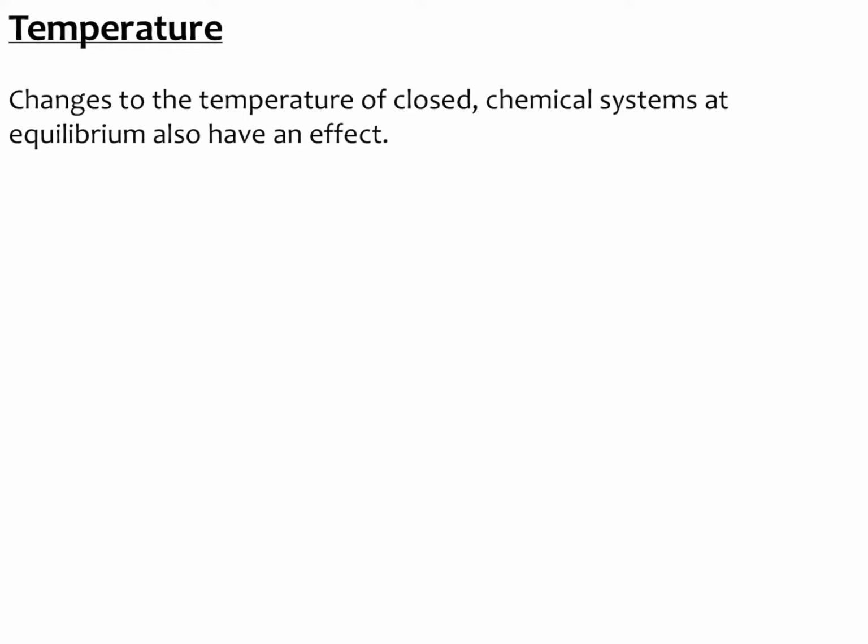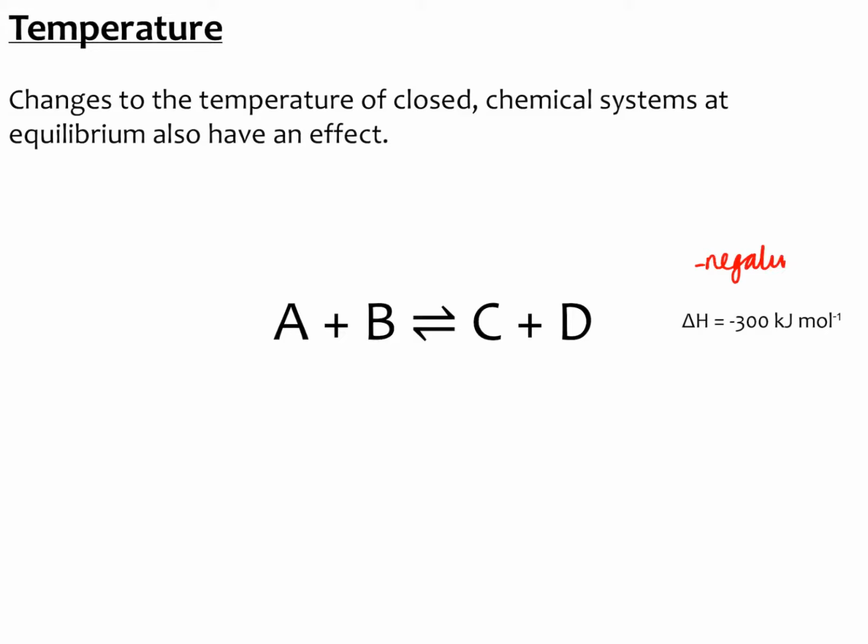On to temperature, our next factor that affects position of equilibrium. Changes to the temperature of a closed chemical system at equilibrium also have an effect on the position of equilibrium. So again, we're going to look at a general reaction, A plus B forming C plus D in a reversible reaction. But this time we're going to look at some enthalpy change information. Here we have a negative enthalpy change. Enthalpy is the proper name for heat energy.